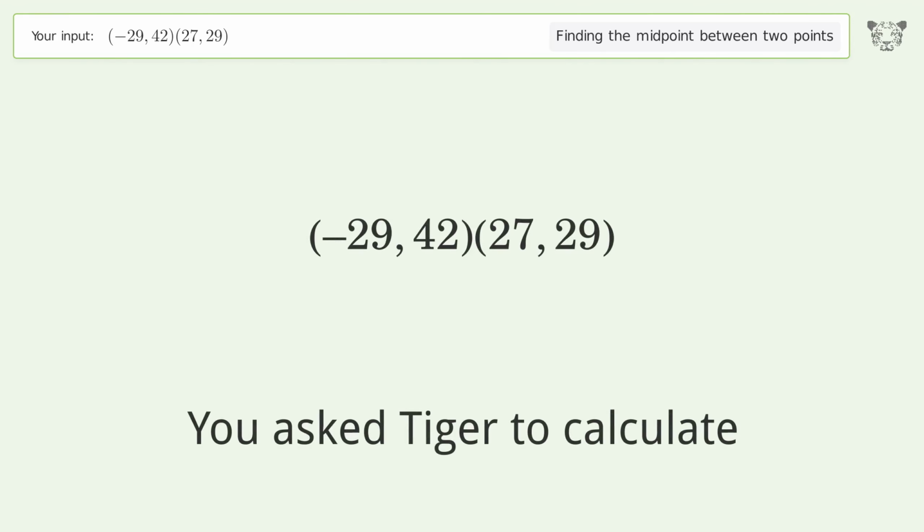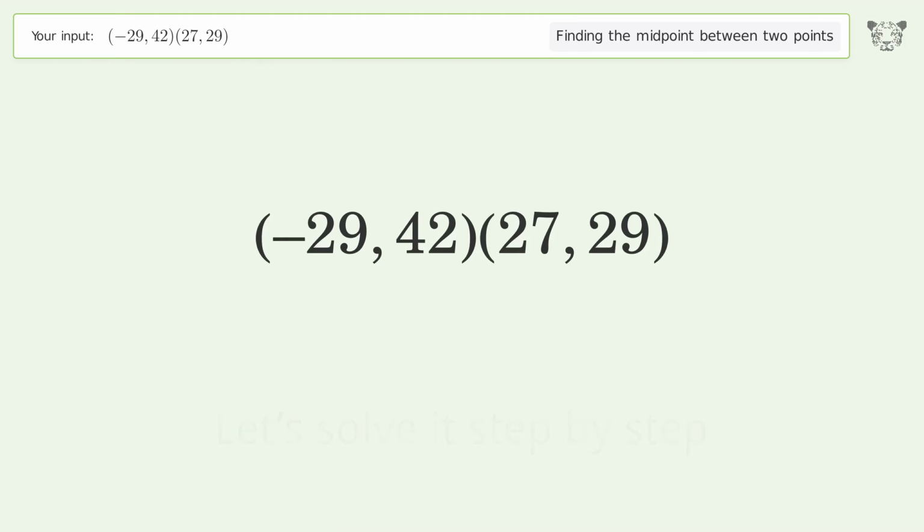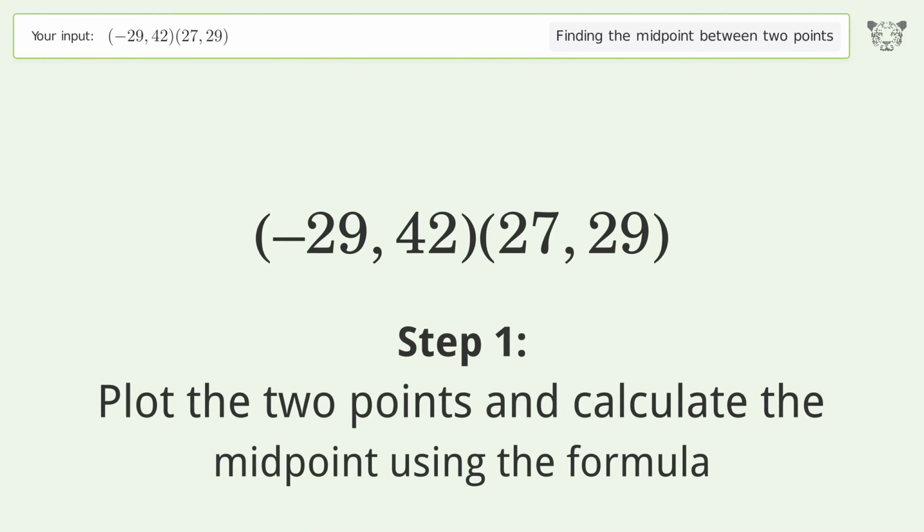You ask Tiger to calculate. This deals with finding the midpoint between 2 points. The midpoint between the 2 points is -1, 35.5. Let's solve it step by step. Plot the 2 points and calculate the midpoint using the formula.